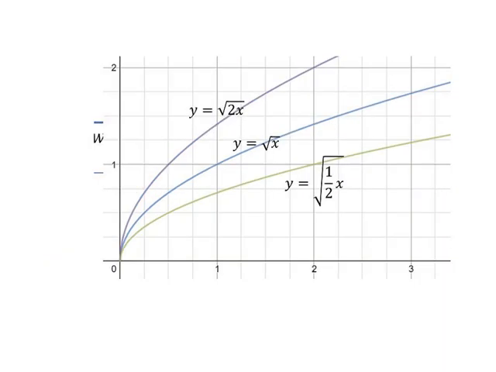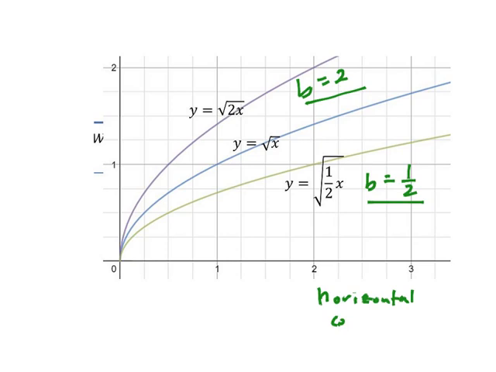Now let's think about B values. Let's look at B values now. Right here we have B equaling 1/2, B equaling 2. With B values, it is no longer a vertical, it is a horizontal compression or stretch.